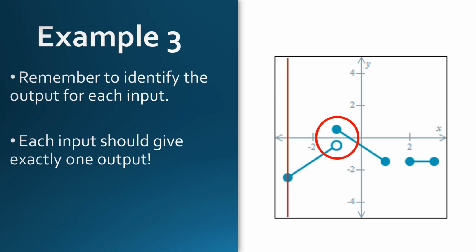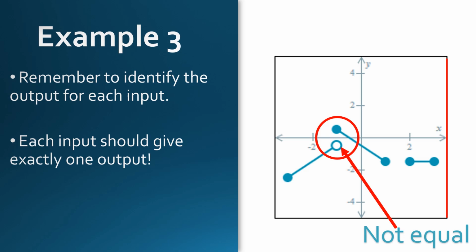So we draw a vertical line, and then we move it along the graph. Other than that one point which we just said was okay, there's no place where it touches the line twice. So that means this, since it's not equal, it's okay, and it is a function.